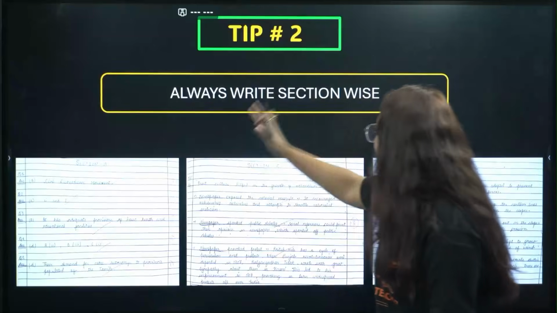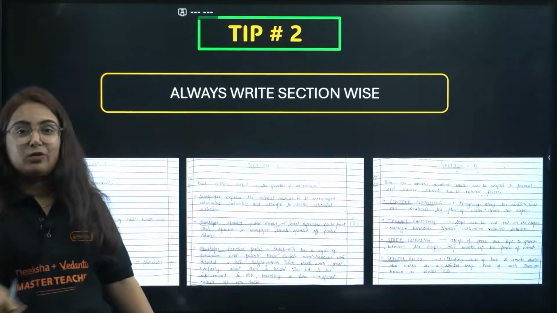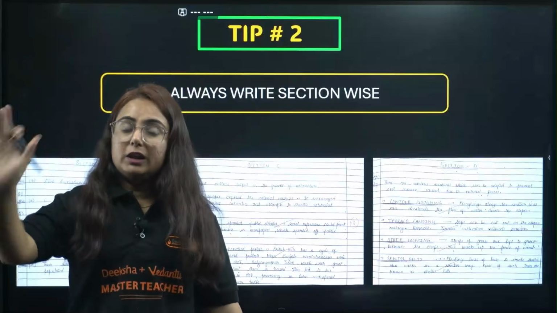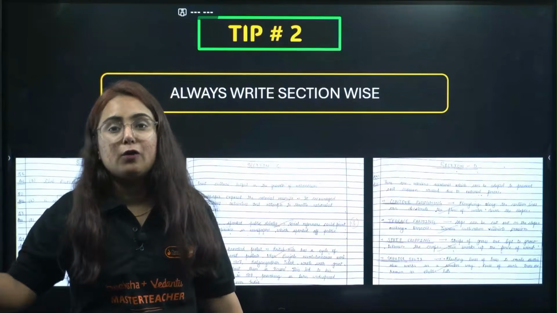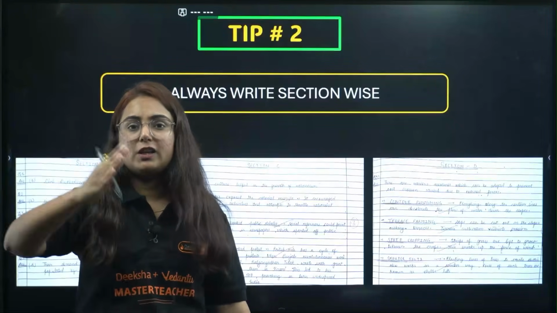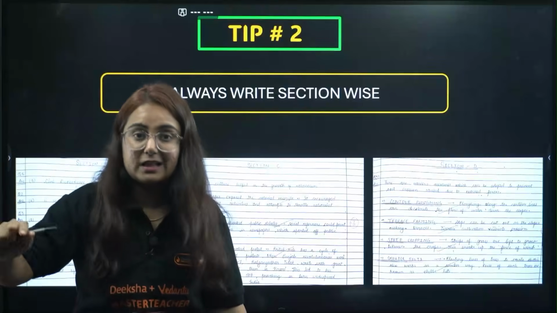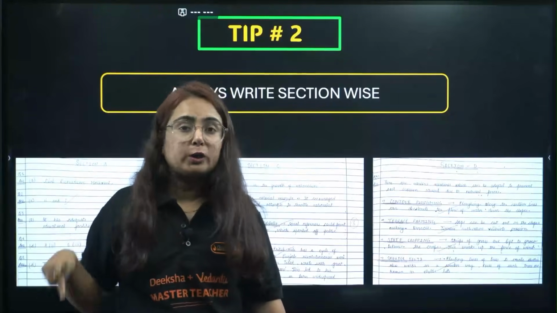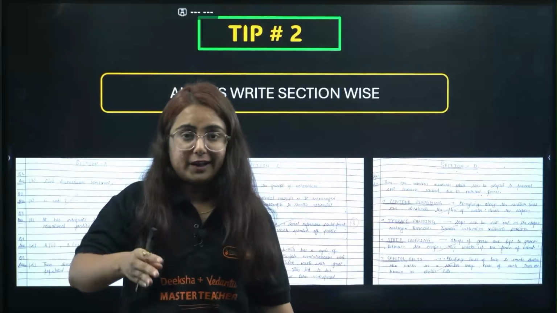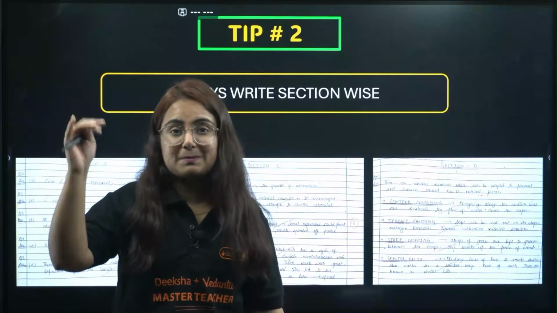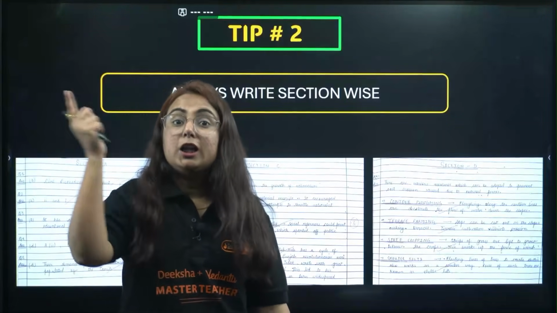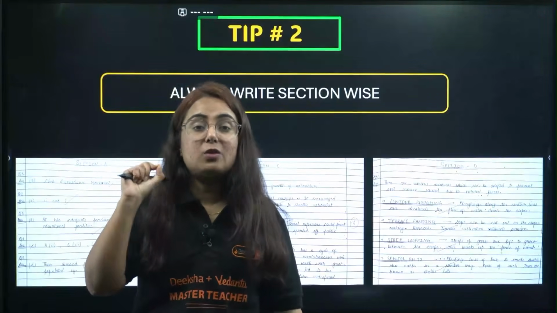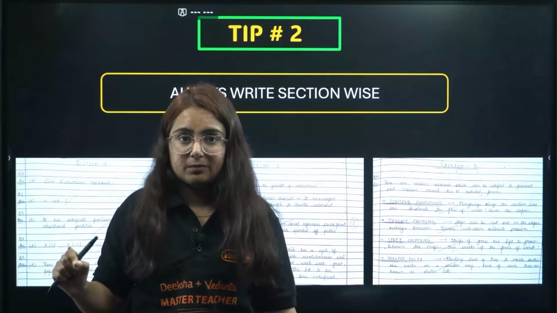Tip number 2, always write section wise. This was advisable every time, but this time it is mandatory. We know that a question paper is divided into 4 sections now. Section A, history, geography, civics, economics. Not only will the question paper be divided, your answer sheet is also going to be divided. You have to divide your answer copy into 4 sections respectively as given in the question paper. You cannot change the sequence, because the exam copy is going to be strictly checked this time, okay?